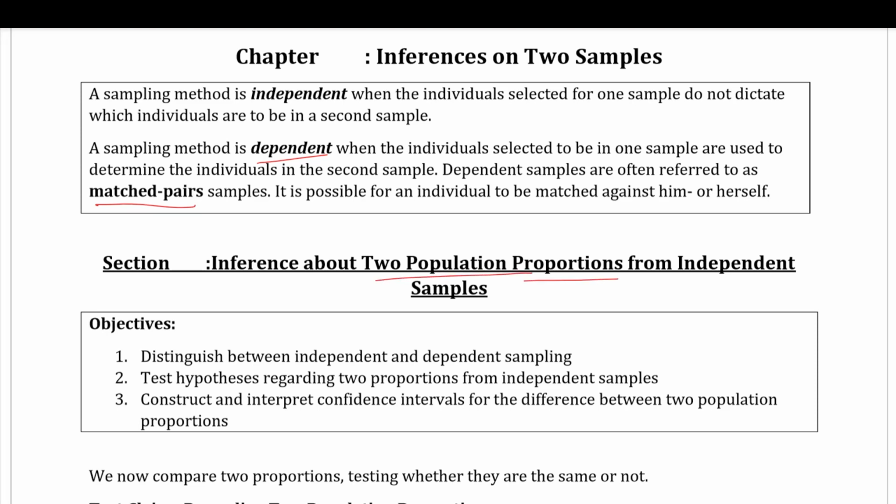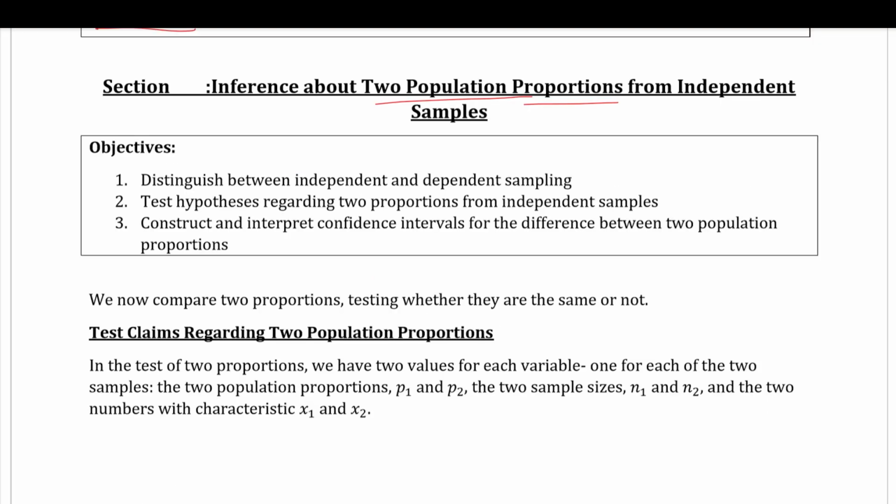The next one will be two population means. The following would be matched pairs, and then finally two population standard deviations. The objectives here are to distinguish between independent and dependent sampling, test hypotheses regarding two proportions from independent samples, construct and interpret confidence intervals for the difference between two population proportions.